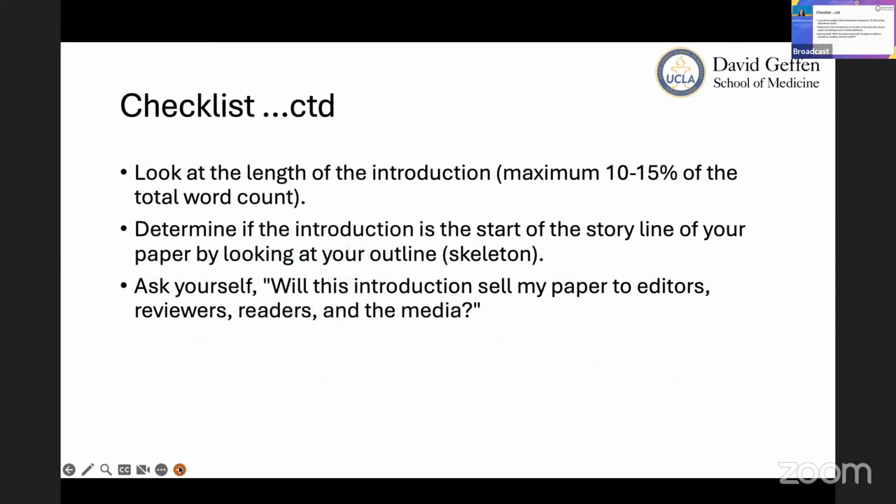Always look at the length of the introduction. I would say about 10 to 15% of the total word count should be that of the intro. And you can make an outline, and this is the start of the outline. Then, will this introduction sell my paper to the editors, reviewers, readers, or the media? That's the biggest question you need to ask. And maybe have someone else read it and make sure it is going there.